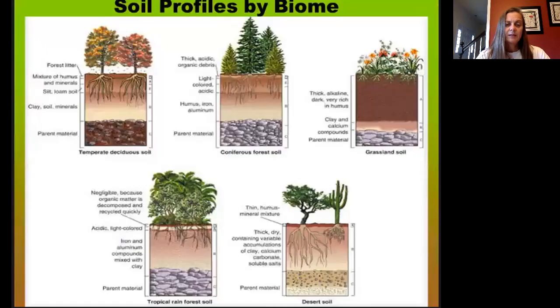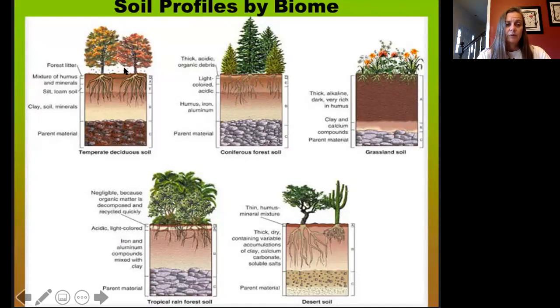Okay, so how is this different in different biomes? Because soil is very different in the different biomes. As we said, in the forest, this is where we have the thickest O layer. And you notice that the temperate deciduous forest looks different from the coniferous forest. The coniferous forest has much more acidic soil. It tends to have a higher level of iron and aluminum as well.